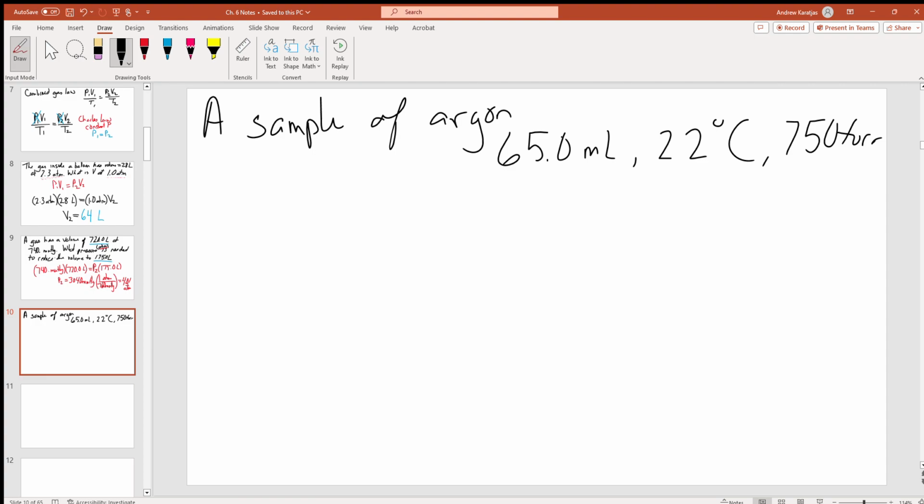So now we're going to take this sample of gas, this 65 milliliters, and we're going to take it to the surface of Pluto. Where, as you can imagine, the conditions are quite different. The temperature, negative 380.5 degrees Fahrenheit, and the pressure, 1 pascal. So our question becomes, what happens to the volume of this sample of gas?